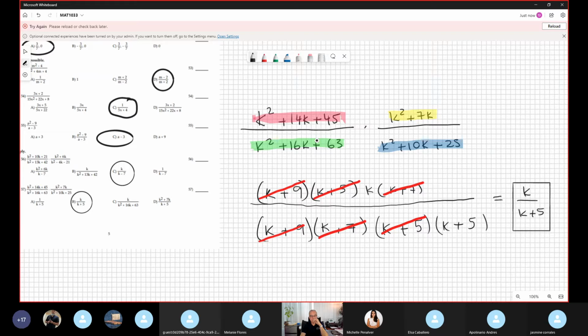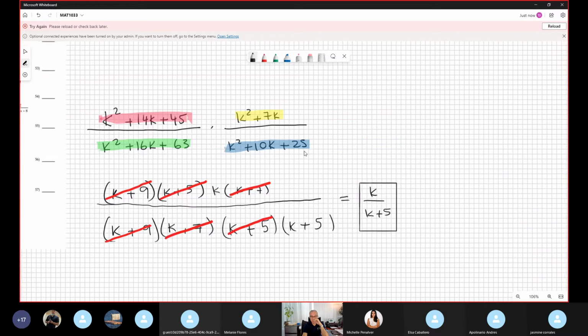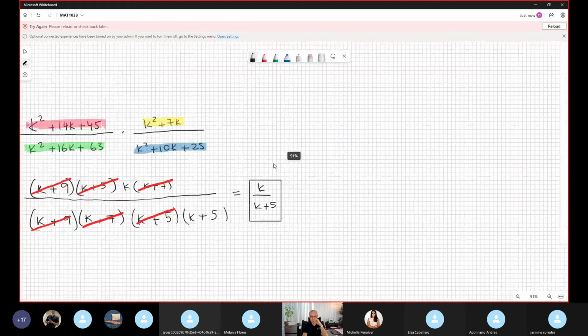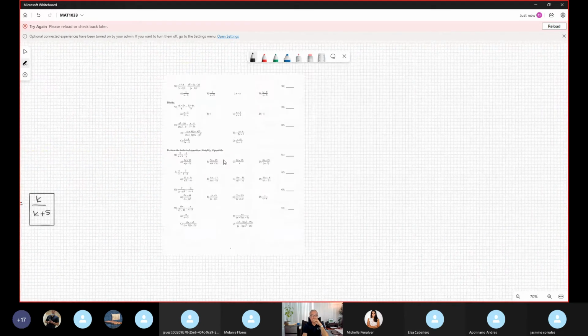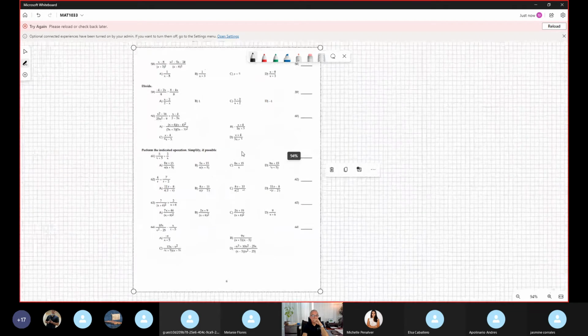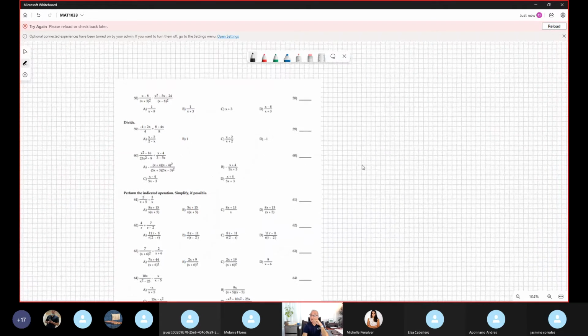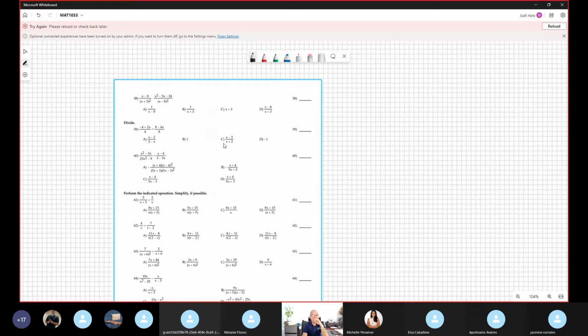Question. That's the reason that you need to be strong in the factorization. Yes or no? Strong factorization. Okay, now I want to, let me see. Oh no, this is easy.